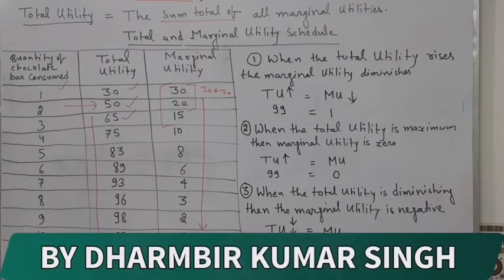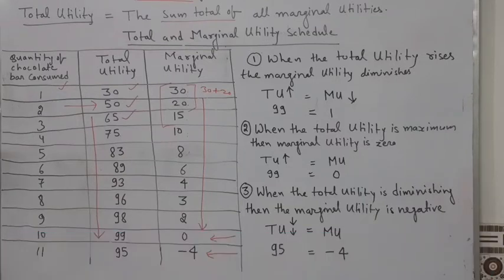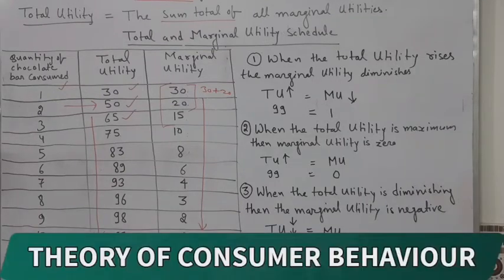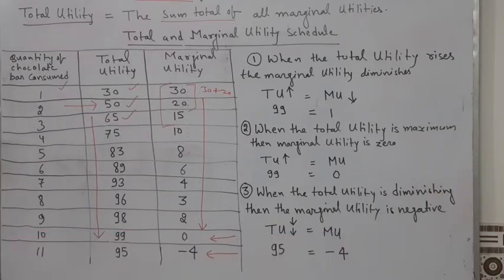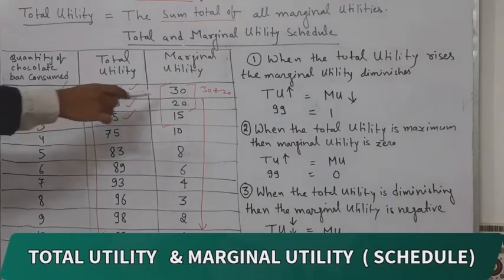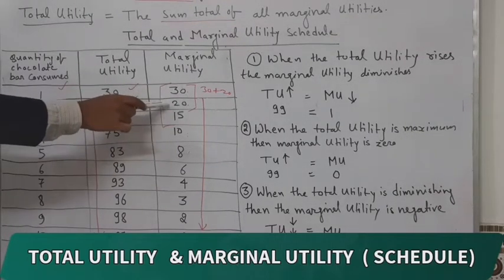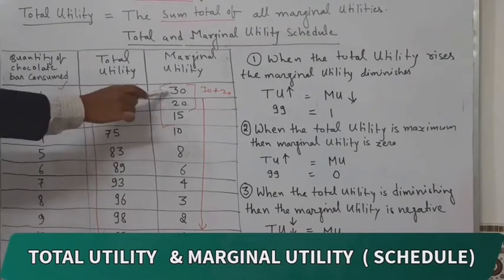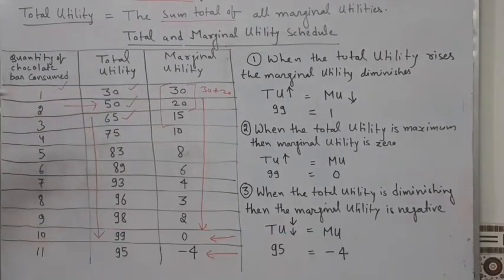When the second chocolate is consumed per day, the total utility rises to 50, but the marginal utility falls from 30 to 20.